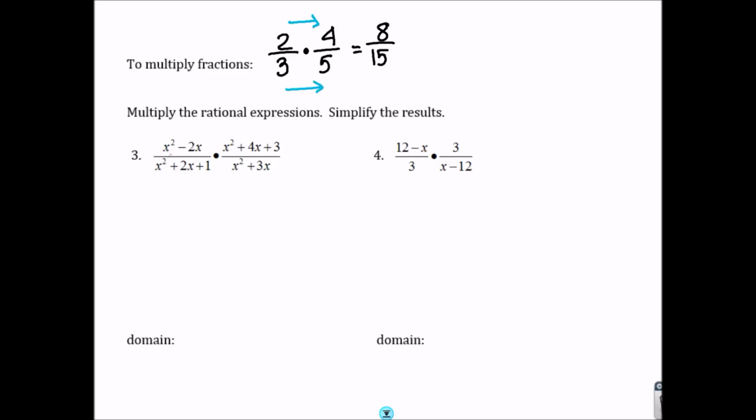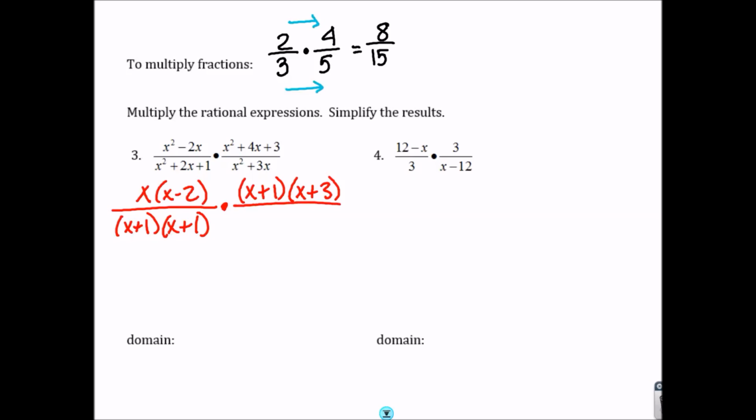So the numerator of the first fraction, you can factor out an x. The denominator can be factored into x plus 1 and x plus 1. The numerator of the second fraction can be factored to x plus 1 times x plus 3. And the denominator can factor out an x.